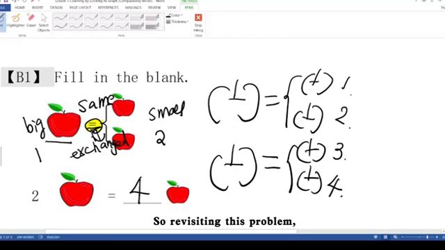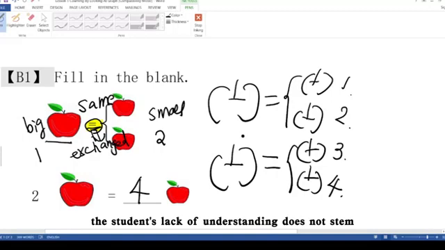So revisiting this problem, it is essential to recognize that the students' lack of understanding does not stem from their math skills. They know how to count very well. They can count just fine. The issue is that they don't fully understand the concept of equal as used in this context.